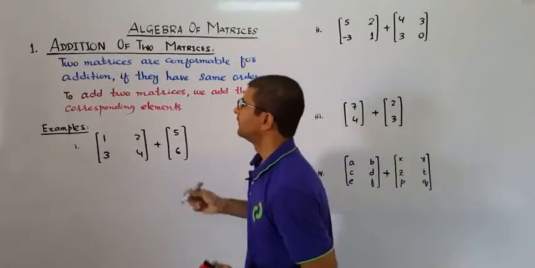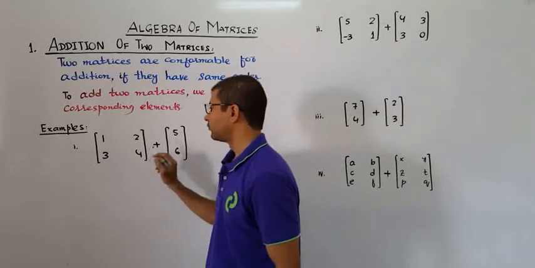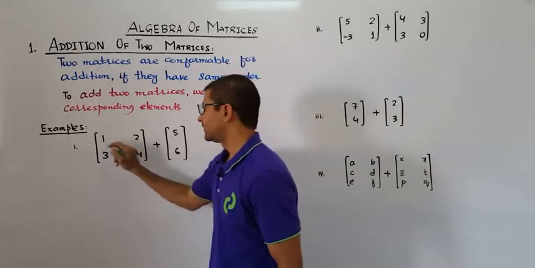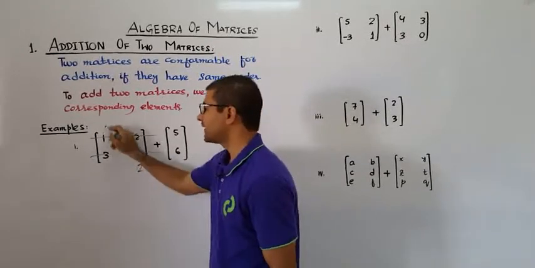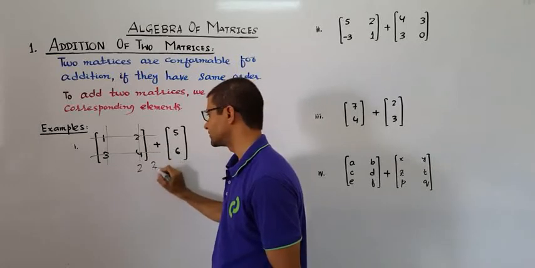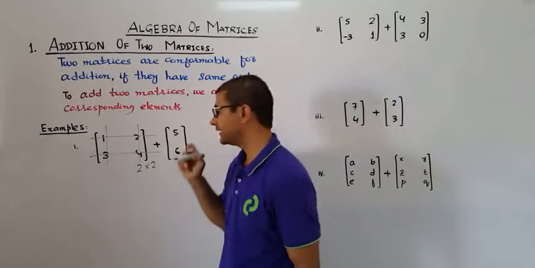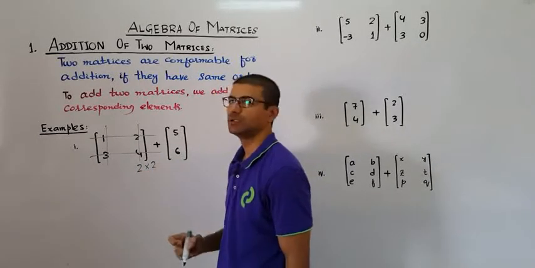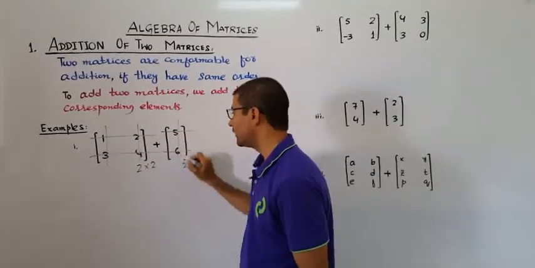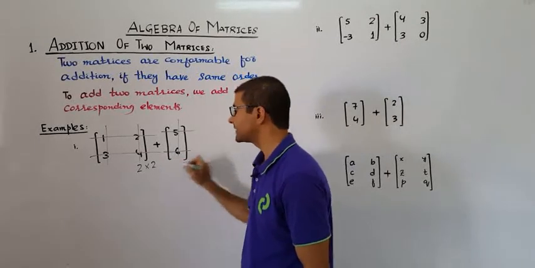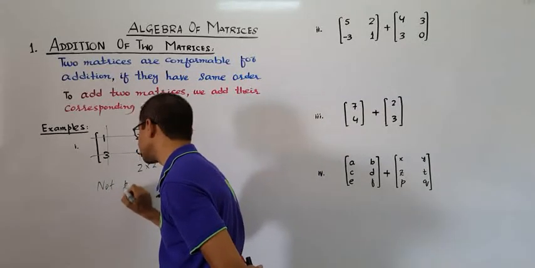For example, we have two matrices. Can we add or not? First we will check. For this we have to write their orders. Order means number of rows, there are two rows, and number of columns, there are also two columns. We show by, this is sign of multiplication, but in case of order we read 2 by 2. Order of second matrix is there are two rows and only one column. As their order is different, so we cannot add, we just write addition is not possible.